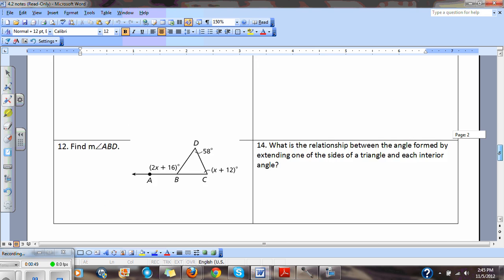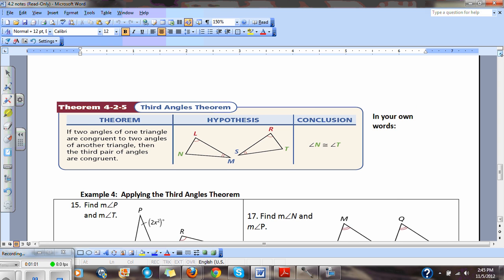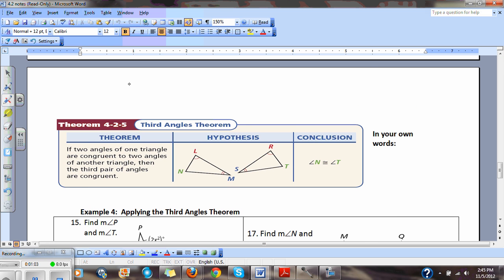One last thing we want to talk about before we move on to another section. It's called the third angles theorem. So this is the next page in your notes. And the third angles theorem is really not that complex. Basically, let's say now we're dealing with two triangles. So let's say I give you this triangle over here, and I give you this triangle over here.